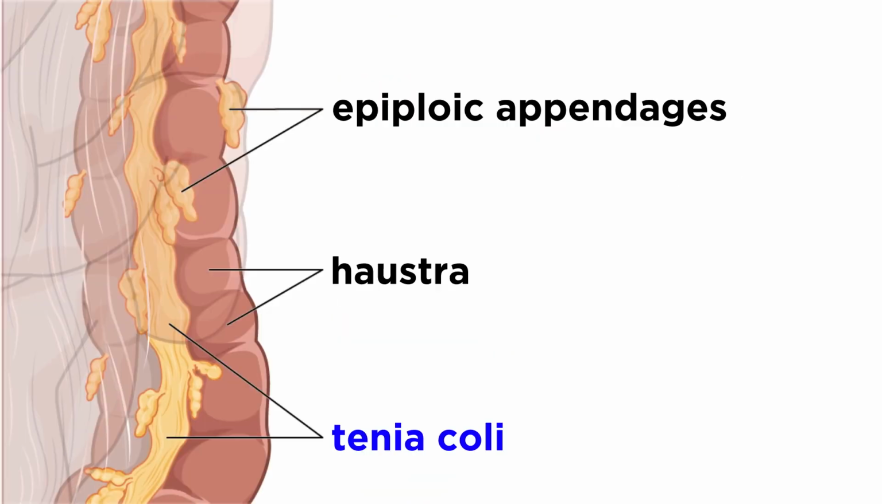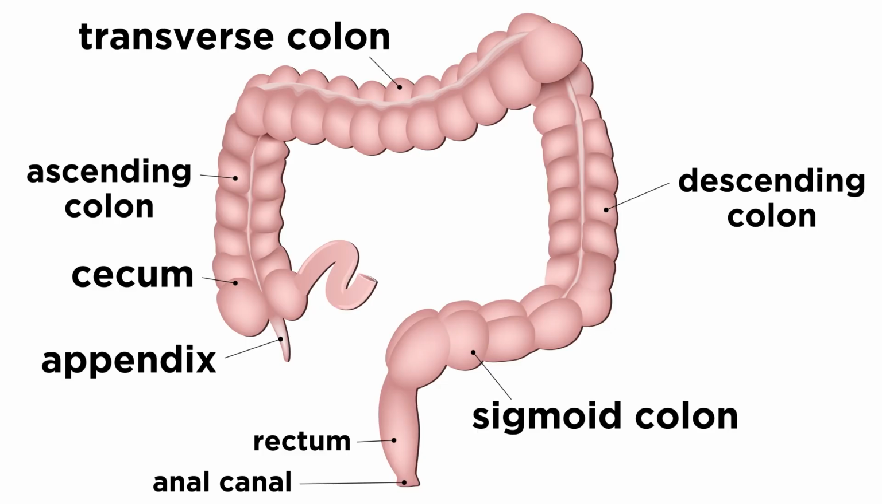The large intestine is comprised of 3 bands of smooth muscle called the taenia coli, sacs called haustra, and tiny fat-filled pouches called epiploic appendages. It is also split into regional subdivisions, these being the cecum, appendix, colon, rectum, and anal canal.